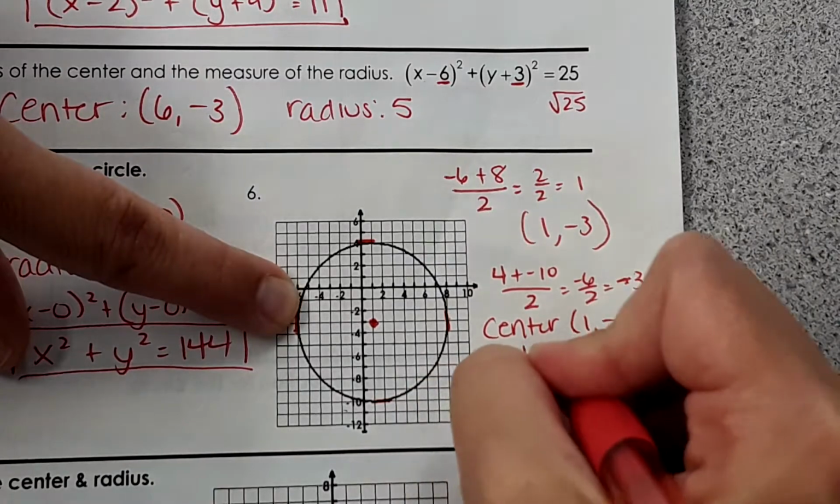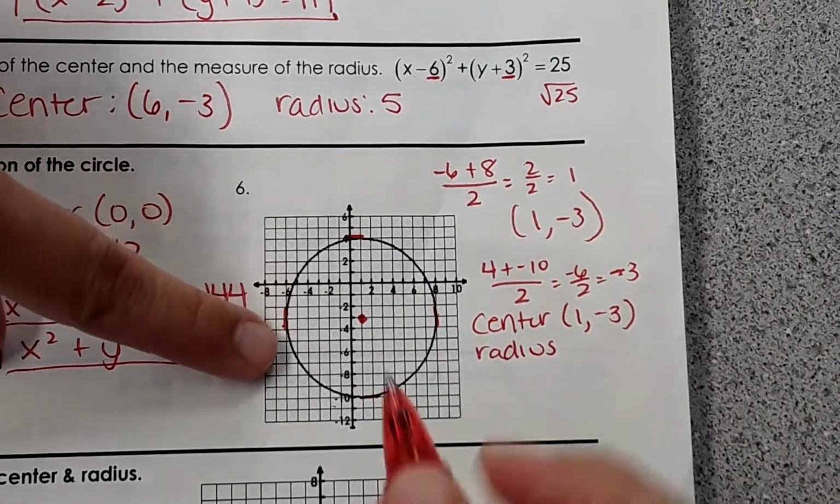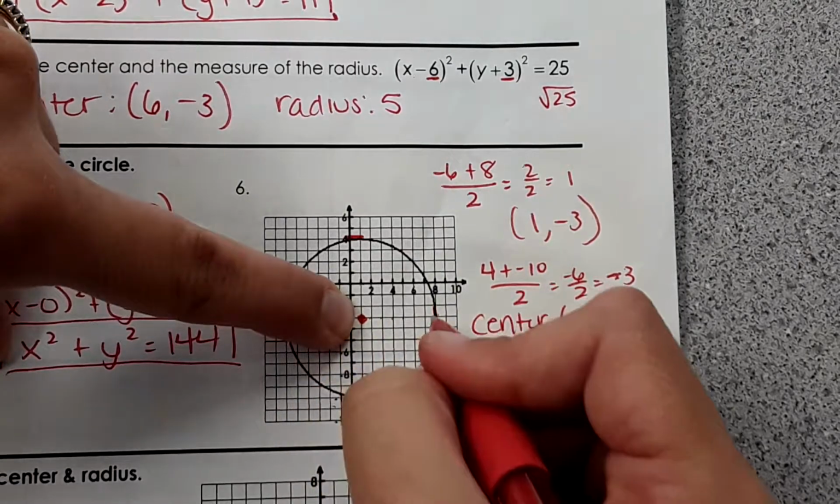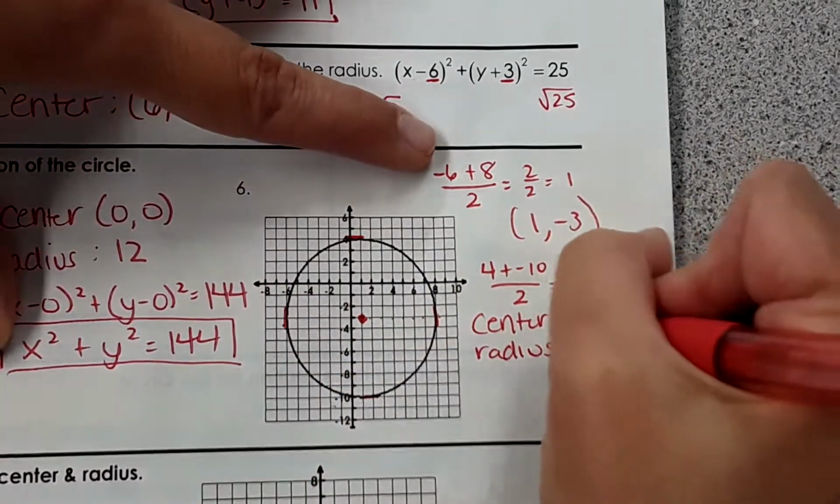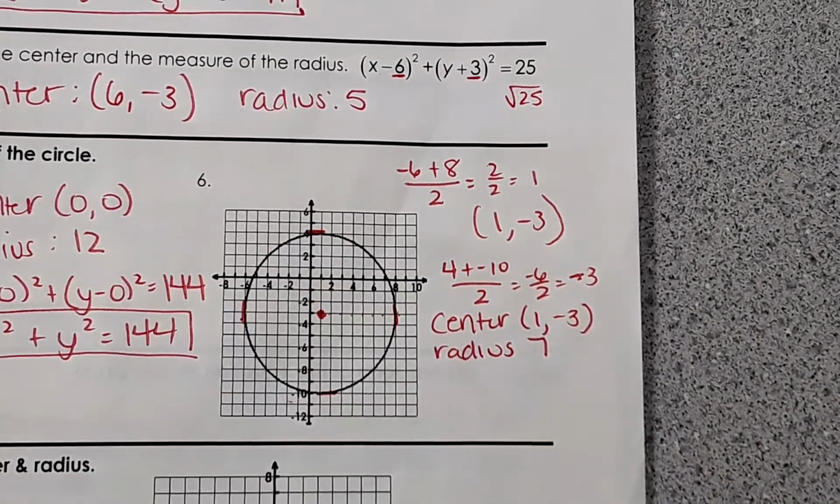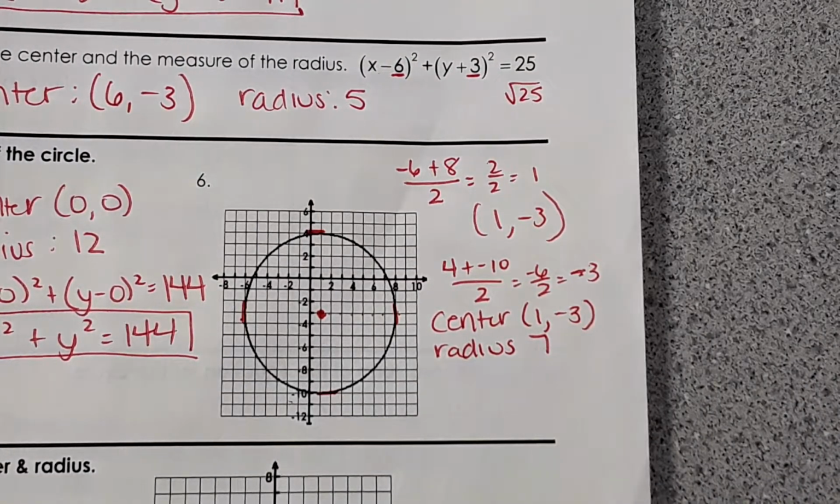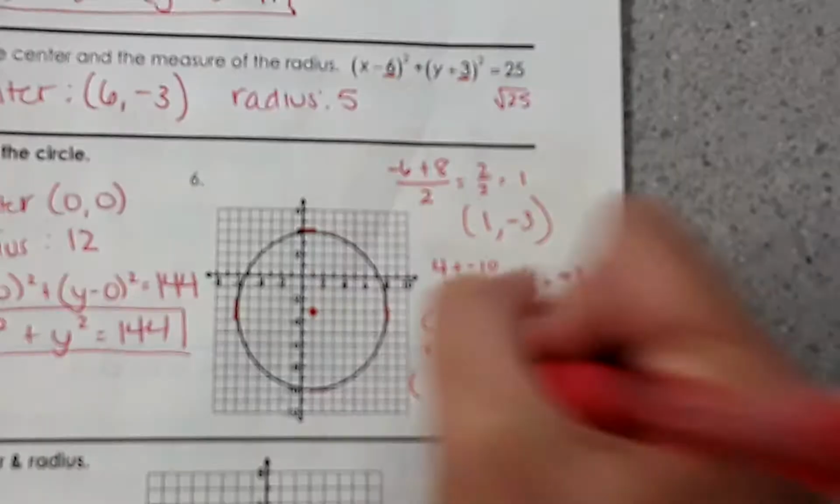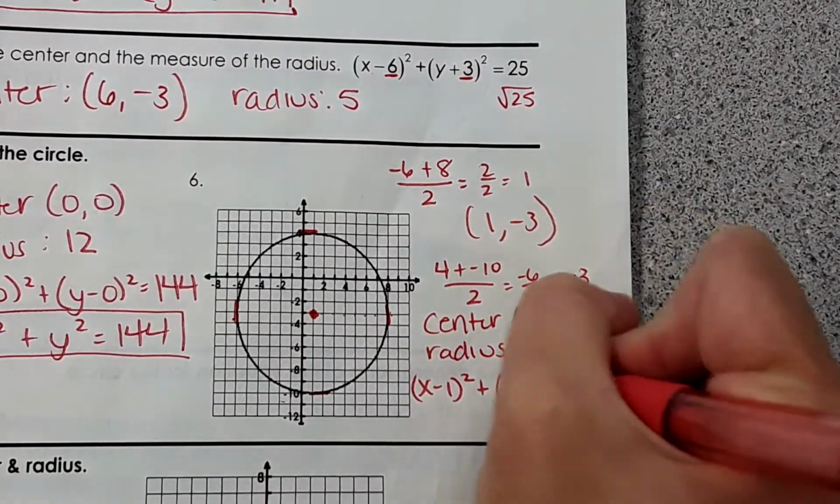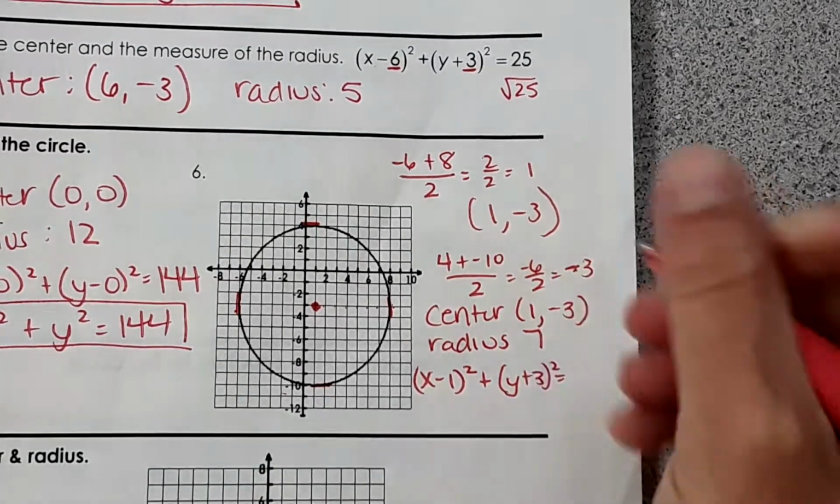The radius, once you have the center, you can count the units to the outside to find the radius. 1, 2, 3, 4, 5, 6, 7 units. So the radius is 7. And then to write the equation, x minus 1 squared plus y plus 3 squared equals 49.